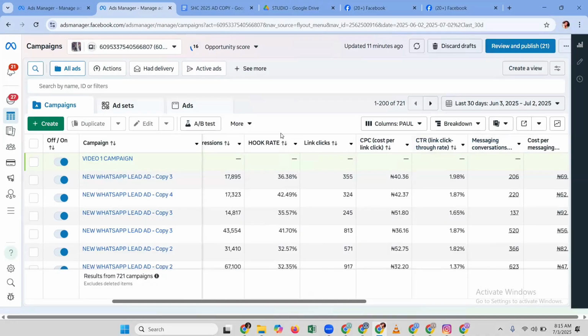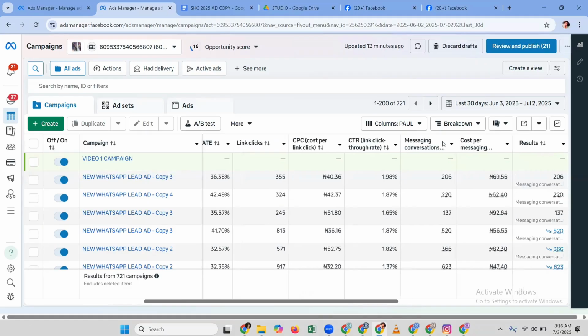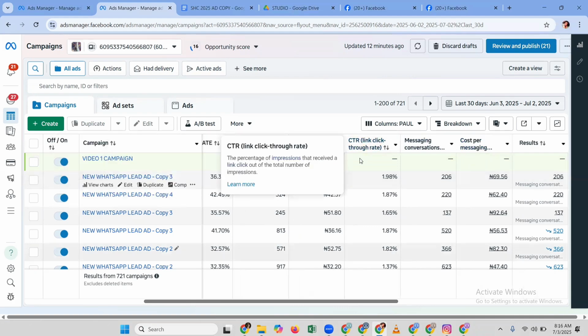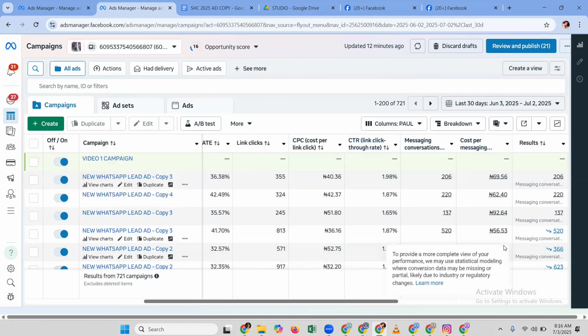My 5 biggest primary metrics are number 1, the hook rate. Number 2, the click-through rate. Number 3, the cost per link click. Number 4, the click-through rate. Number 5, the messaging conversation. That is the result. And then number 6, the cost per result. So let me bring this here. If you can see this, you can see cost per result. This is cost per messaging. Remember that I said that the result of this advert is messaging. So that's why you're seeing cost per messaging. By the way, you can customize all of these to appear however you want, and I'm going to show you how to do that.